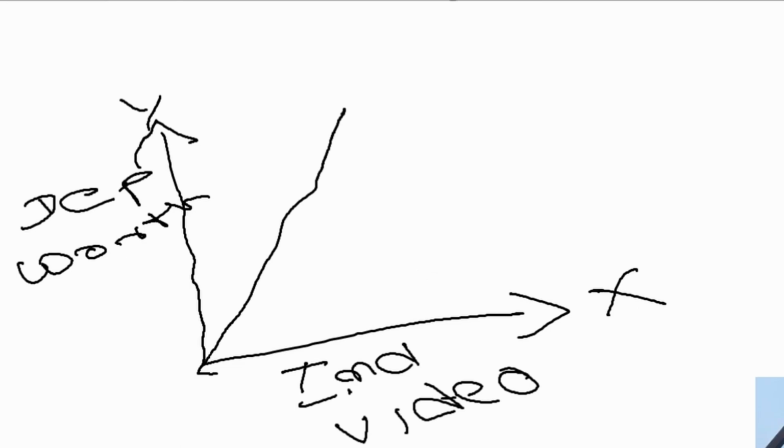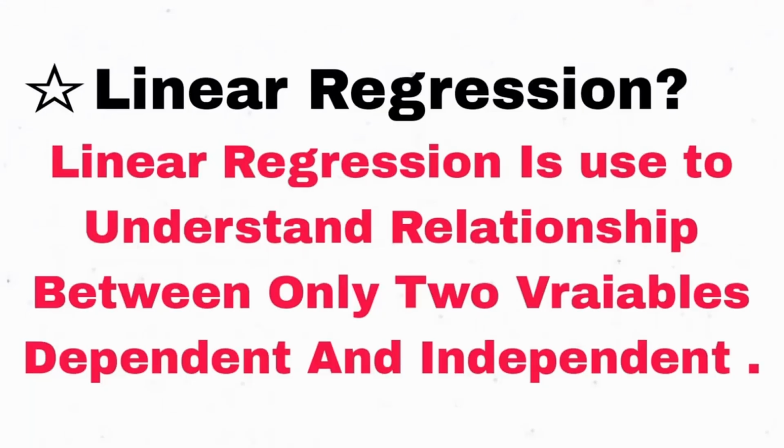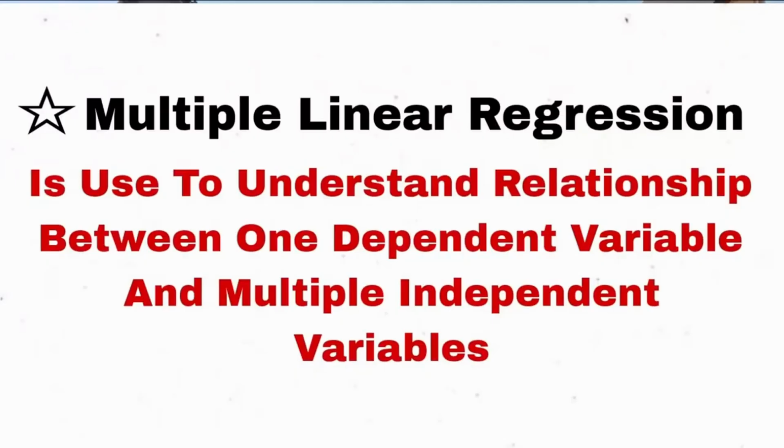Hopefully you understand this. And there are types of regressions, like linear regression. Linear regression is where you understand and predict relationship between two variables, one is independent and the second one is dependent. And there is also multilinear regression, where there are multiple independent variables and one dependent variable. And there is also polynomial regression.